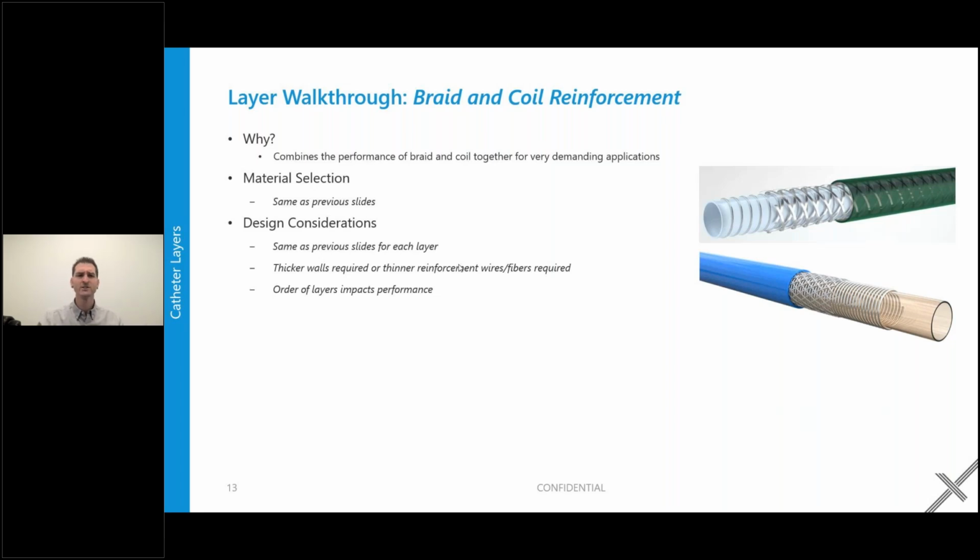So again, the material selections, there's nothing different, right? You're just trying to figure out how do I get all this stuff within the wall thickness that I need to achieve. And so that's where it's going to kind of push you in one direction or the other with the thicknesses of these wires, or ribbon versus round, etc.